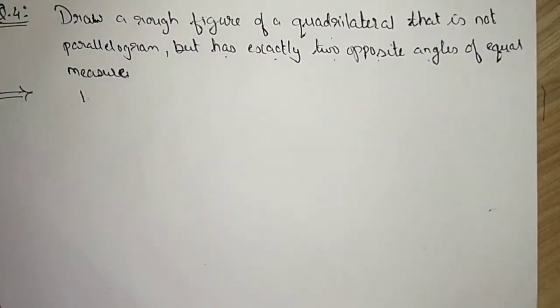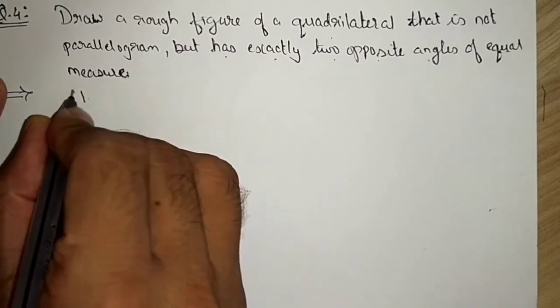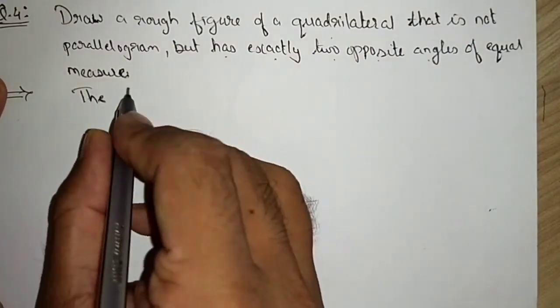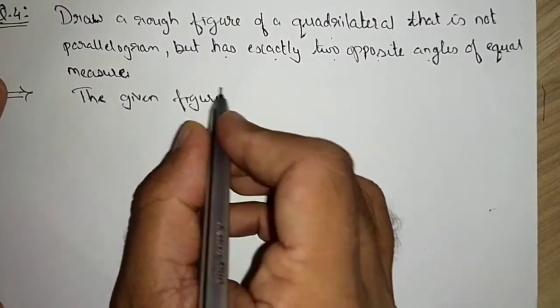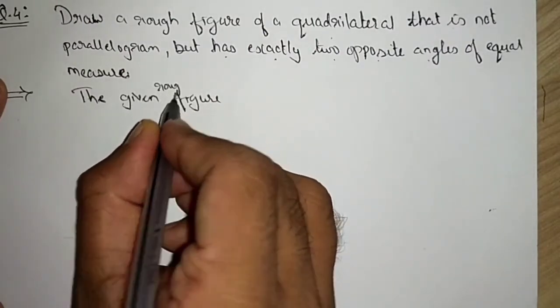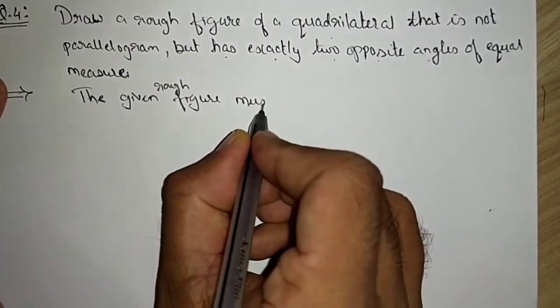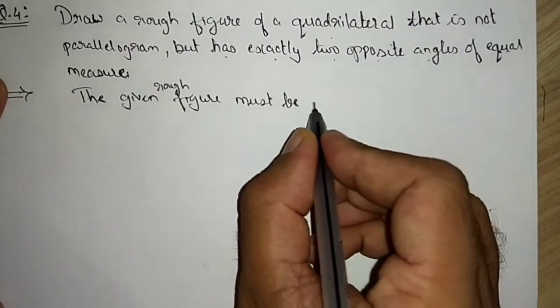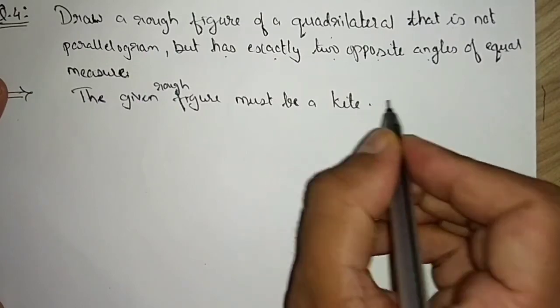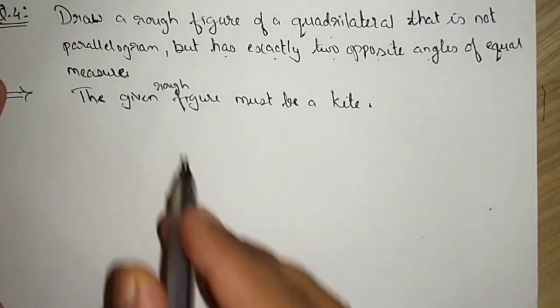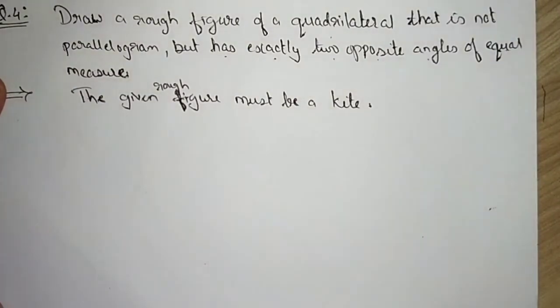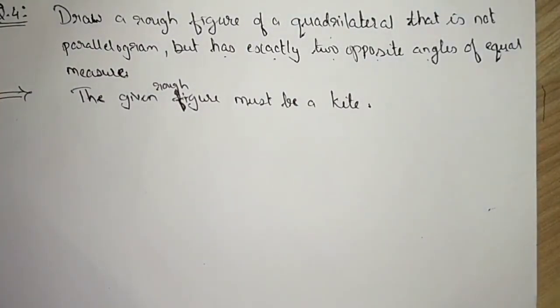So looking at the condition, we can say that the given rough figure must be a kite, and you have to draw the figure of a kite on your own. You know it very well.